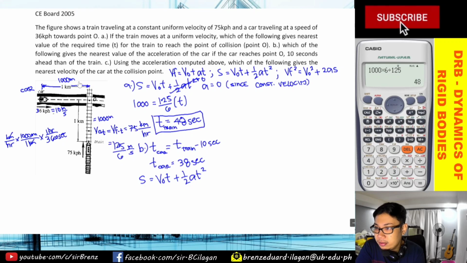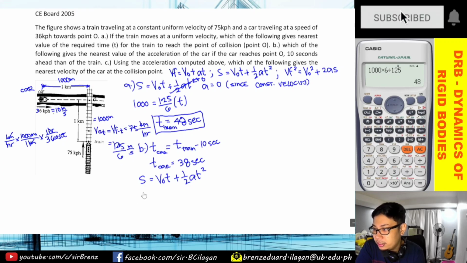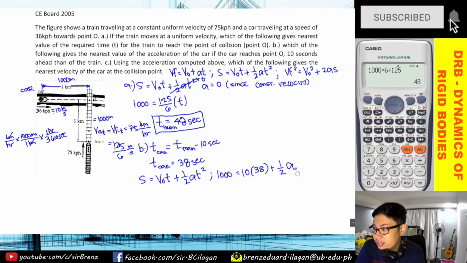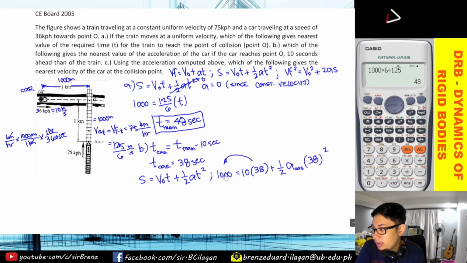So yung distance naman ng car is the same lang dun sa train, which is 1,000. Dito ko lang sulat sa gilid. So 1,000 is equals to the initial velocity of the car, which is 10 meter per second, multiplied by 38, and then plus 1/2 of the acceleration ng car times t squared. Ayan. So transpose mo lang to sa kabila, then multiply mo ng 2, and then divide mo ng 38 squared.